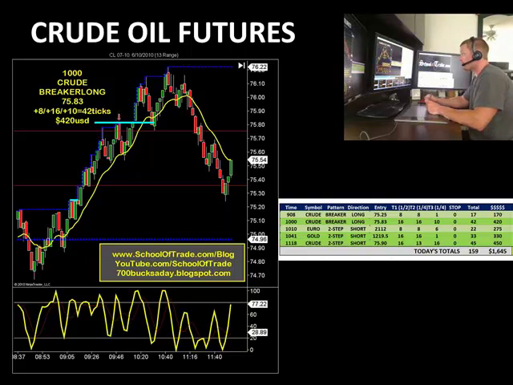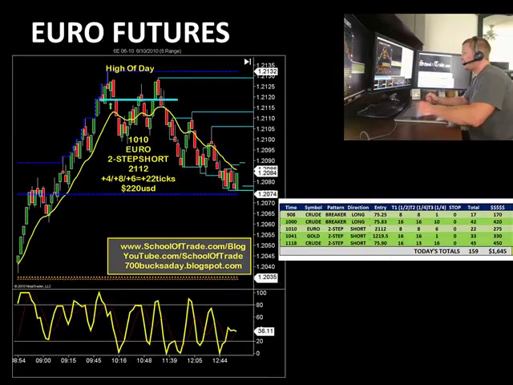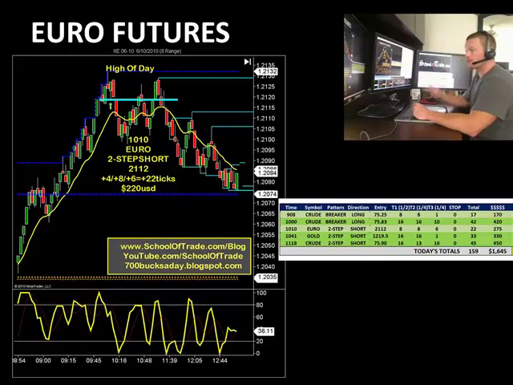Let's keep moving. Next up, we now go to the euro. Now again, this is on a much slower time frame. This is now on an 8 range chart. Okay, here's an 8 range.